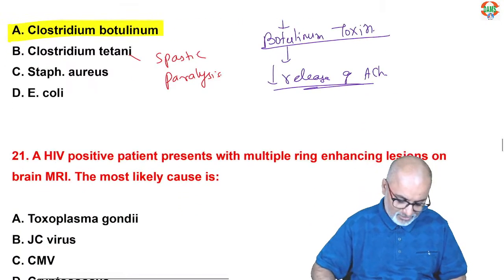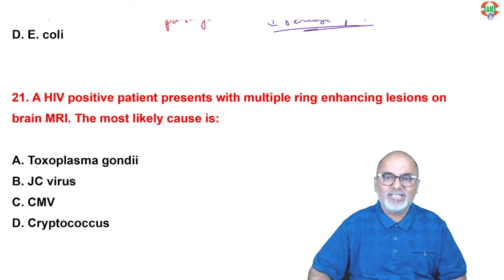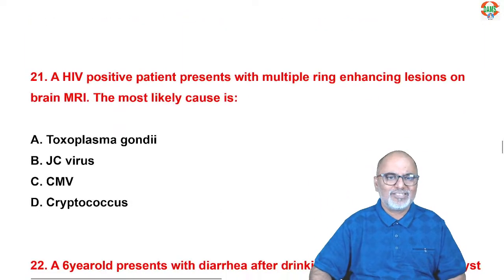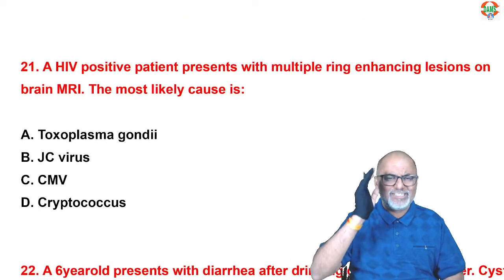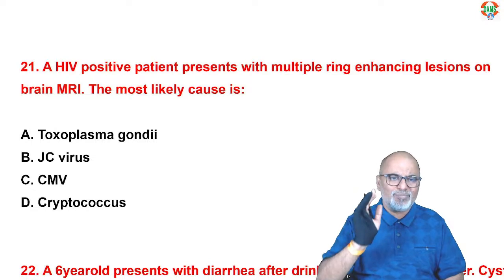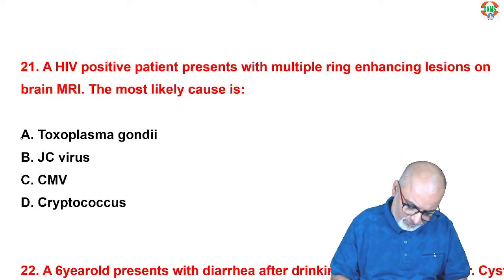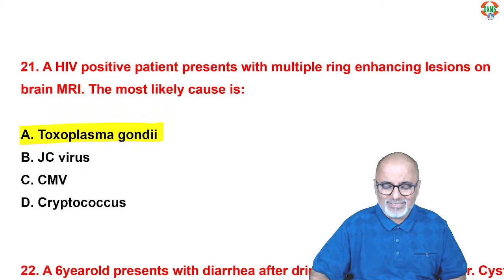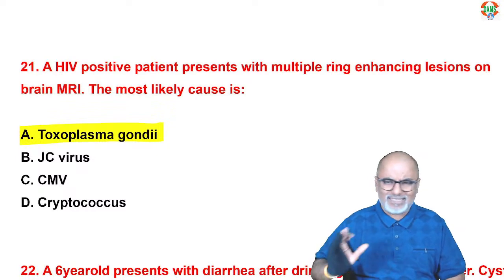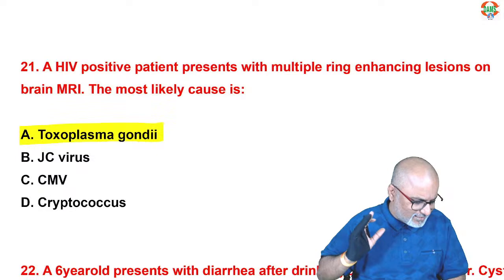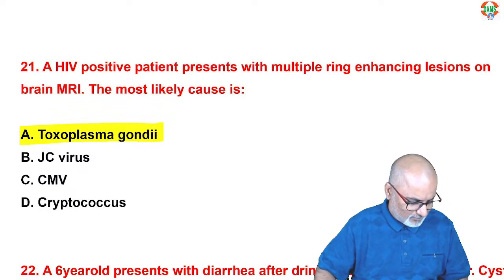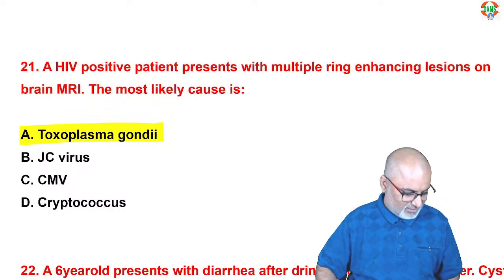Next is an HIV positive patient who presents with multiple ring enhancing lesions on the brain. Always remember, toxoplasma is the common one. After that, you can go for tuberculosis or progressive multifocal leukoencephalopathy. Many are there, but the common cause of multiple ring enhancing lesions is toxoplasma.